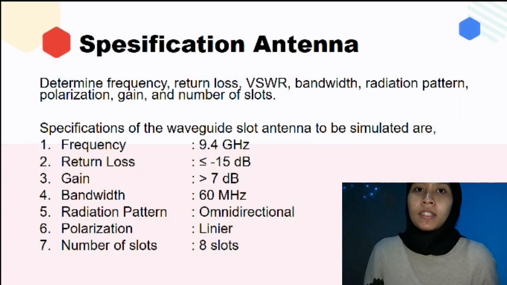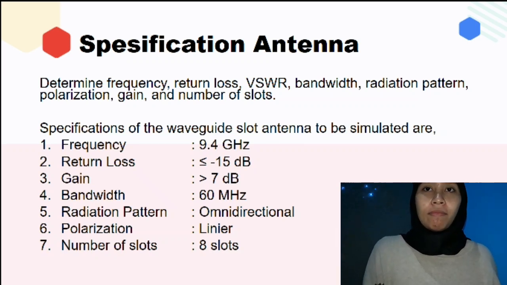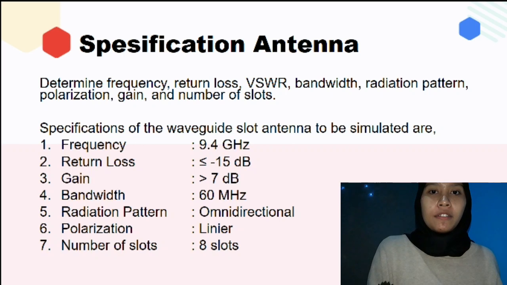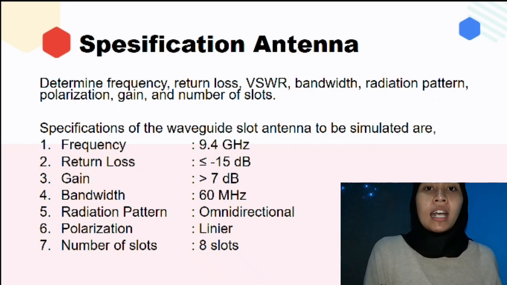Antenna specification: determine frequency, return loss, VSWR, bandwidth, radiation pattern, polarization, gain, and number of slots. The specification of the waveguide slot antenna to be simulated are: number 1, frequency 9.4 GHz.